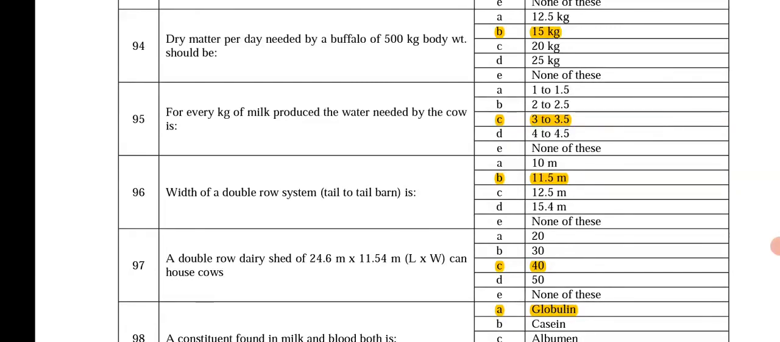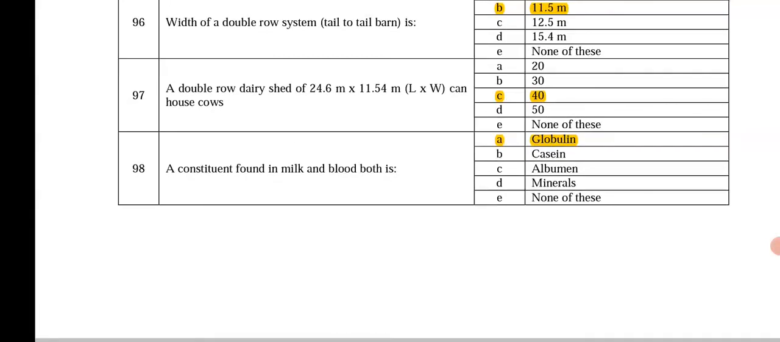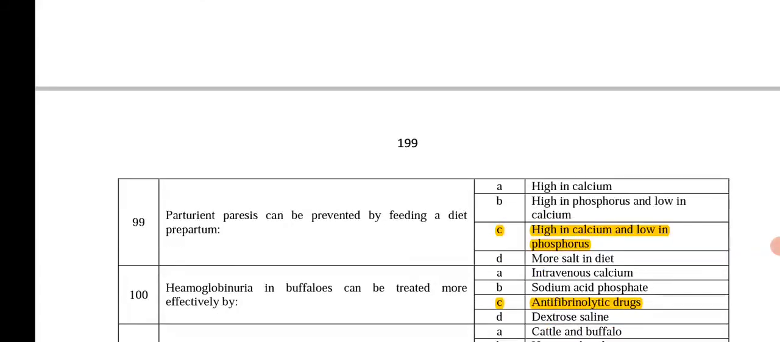For every kilogram of milk produced, the water needed by the cow is 3 to 3.5 liter. Width of a double row system tail to tail barn is 11.5 meter. A double row dairy shed of 24.6 by 11.54 meter can house 40 cows. A constituent found in milk and blood both is globulin. Globulin is found both in milk and blood.